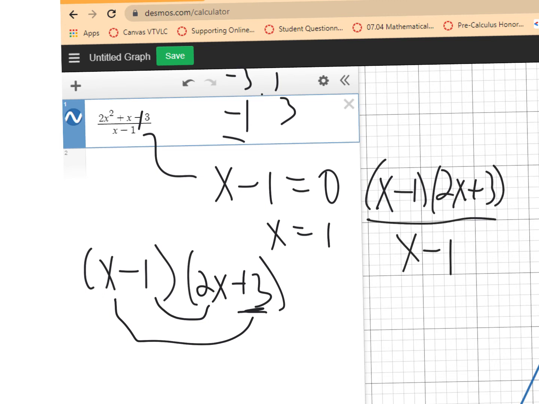Then we make that promise that we're going to cross out the x minus 1, but it's not really gone. We just momentarily know that's where the hole is, and that's where the discontinuity is. So I'm going to be looking at the equation y equals 2x plus 3. So the discontinuity is going to happen when x equals 1.